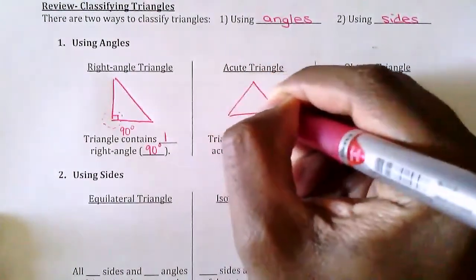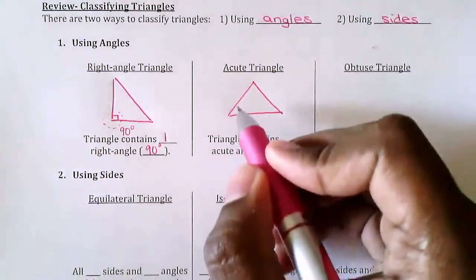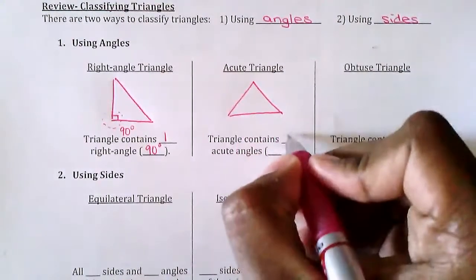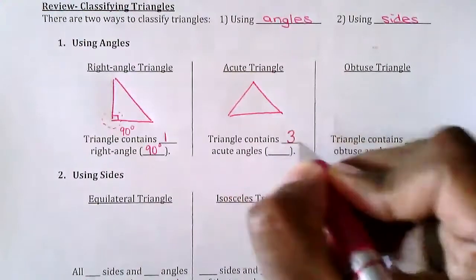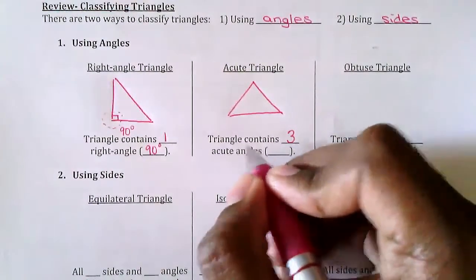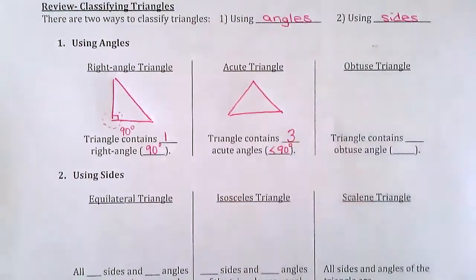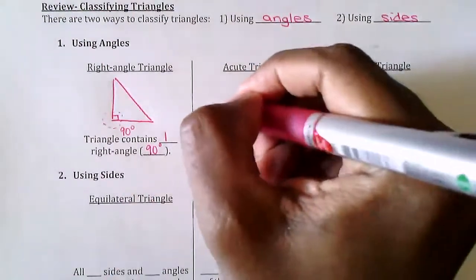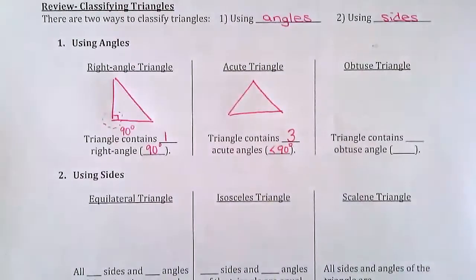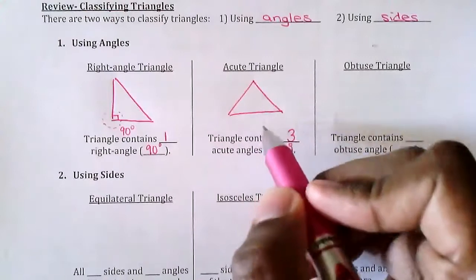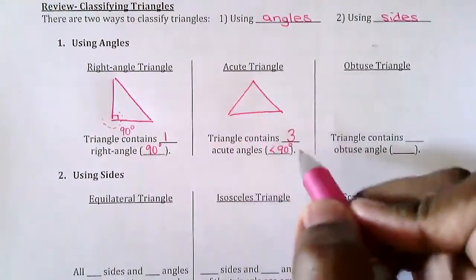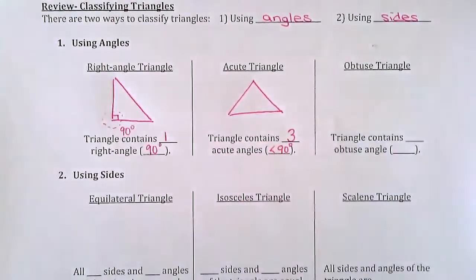We also have acute triangles, and with acute triangles, essentially it's something that might look like this. With acute triangles, all three angles, so the triangle contains three angles that are all acute, and acute angles are just angles that are lower than 90 degrees. So this angle, this angle, and this angle are all less than 90 degrees. It doesn't matter if some of them are the same or if all three are the same. As long as they're all less than 90 degrees, we have an acute triangle.